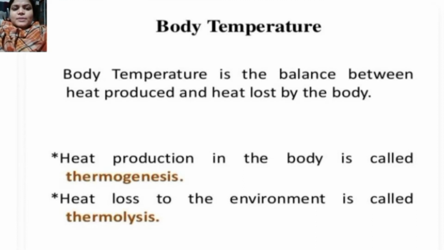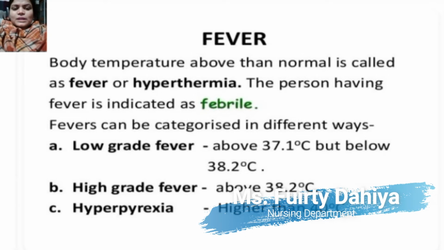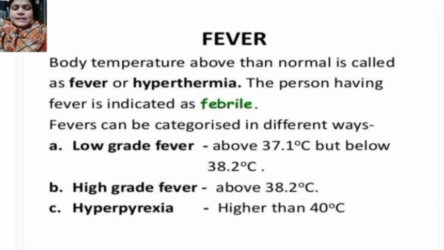Body temperature. Body temperature is the balance between heat produced and heat lost by the body. Heat production in the body is called thermogenesis. Heat lost to the environment is called thermolysis. Fever. Body temperature above normal is called fever or hyperthermia. A person having fever is described as febrile.